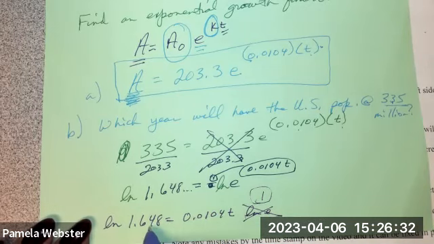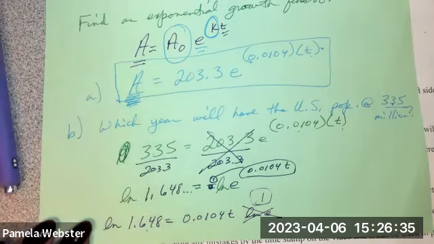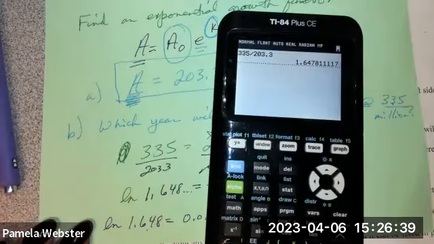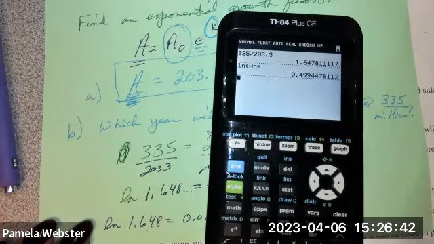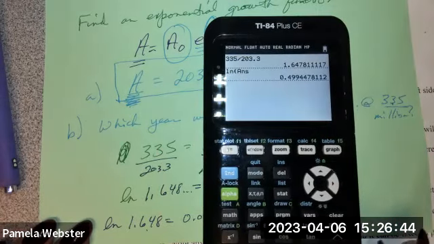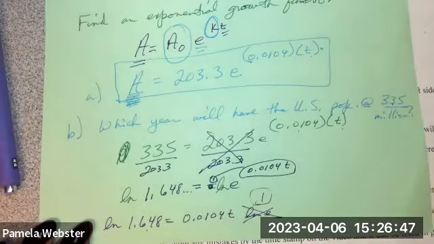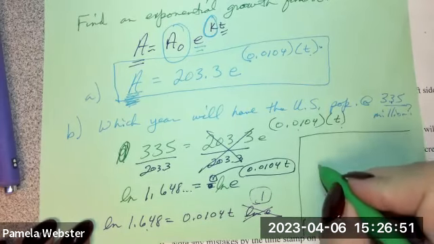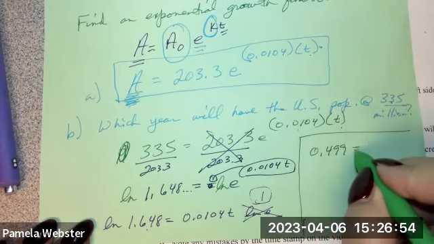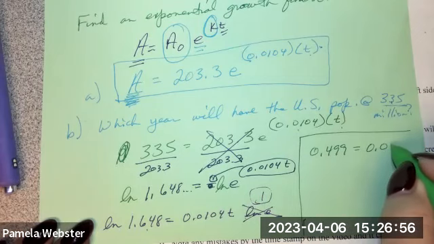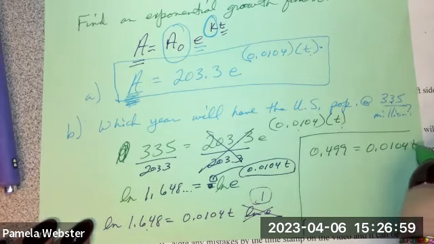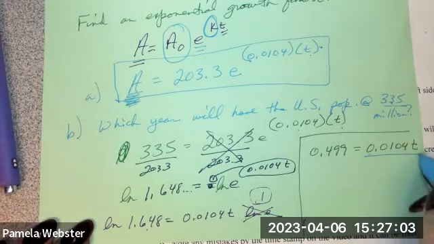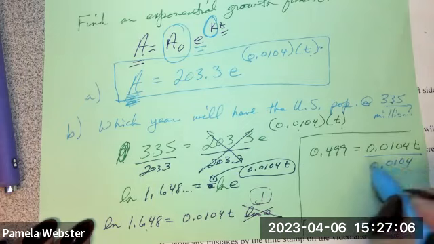And then I'm going to be able to punch that on my calculator. So I've got this 1.64 guy, and like I did before, I'm going to ln and get the answer. So the ln of that answer is 0.499. I'm going to put it right here because I'm out of space. 0.499 equals 0.0104 t. And just like before, I got to get the t by itself. Earlier it was the k, but same process.